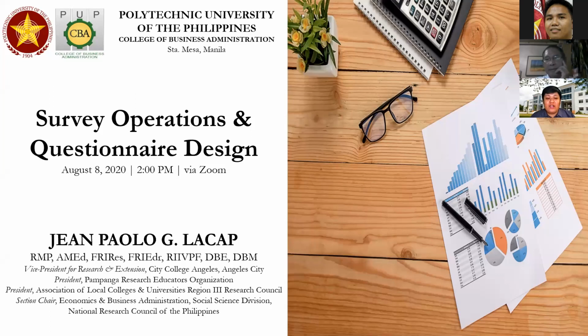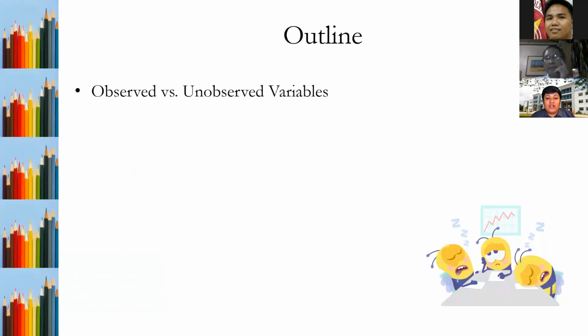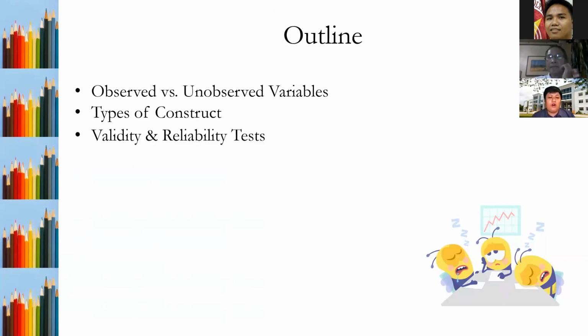Okay, so this afternoon I will be sharing with you the different topics that I will be including in this presentation. Particularly, I will be dealing with the two basic types of variables, observed and unobserved variables. I will also be discussing the two basic types of variables or constructs, which we call the types of constructs. Then I will be giving you the idea of validity and reliability tests every time we design our research instruments.